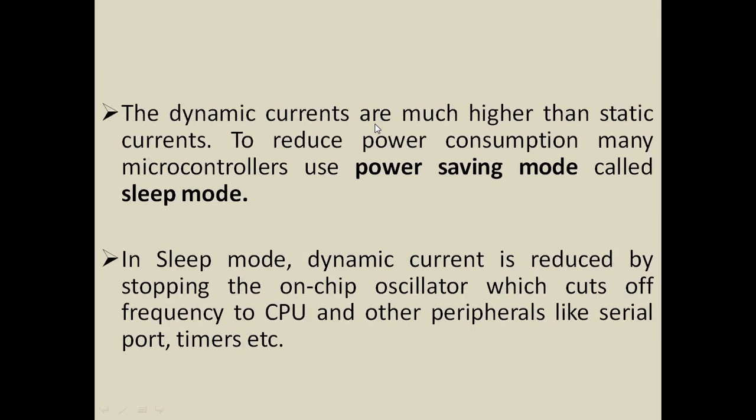To reduce the power consumption, many microcontrollers use power saving mode, also known as power down mode or sleep mode. So in sleep mode, what is being done? The dynamic current is reduced by stopping the on-chip oscillator, which further cuts off the frequency to the CPU of the microcontroller and also the other peripherals present on the microcontroller, like serial port, timers and SSP, etc.